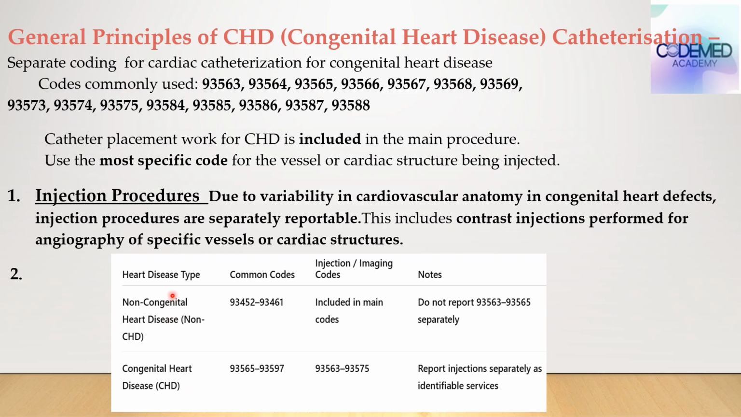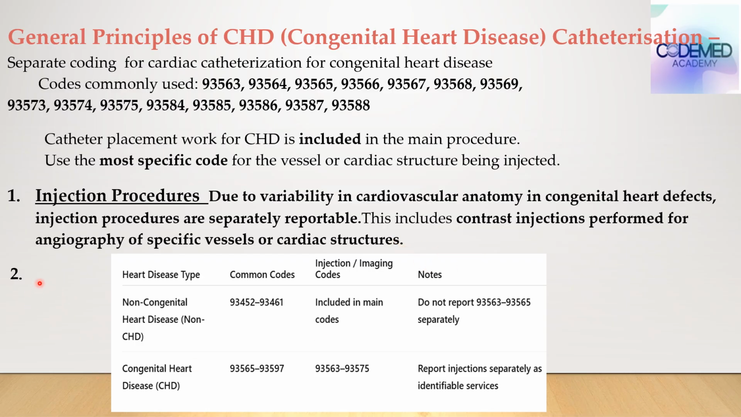Now let us turn our attention to cardiac catheterization done for congenital heart disease. These are the codes that we use for congenital heart disease cardiac catheterization. Here the catheter placement work for the CHD is included in the main procedure, and use the most specific code for the vessels or the cardiac structure.